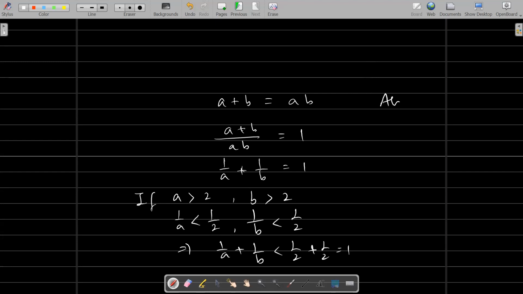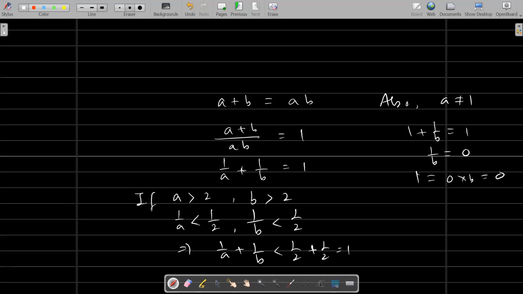Also A can't be 1, because if A is 1, I get 1 plus 1 by B is 1, and that means 1 by B is 0, which again gives a contradiction, right? If 1 by B is 0, I'll cross multiply and get 1 equal to 0 into B, which is 0. So I get 1 equal to 0, which is absurd, or that is generally called a contradiction. A contradiction is something which is always false.